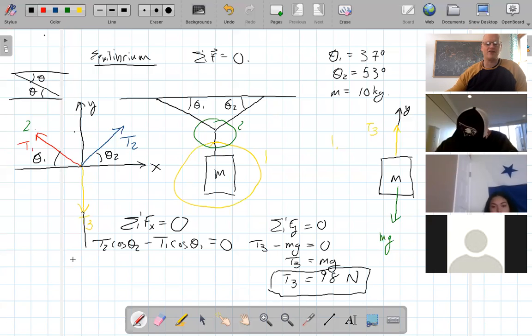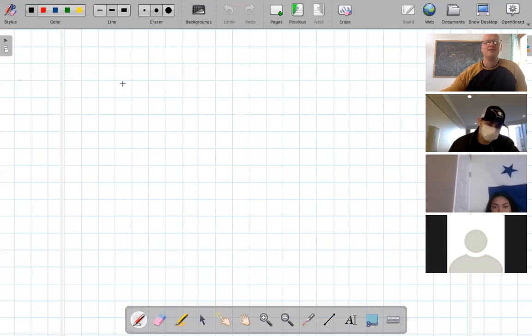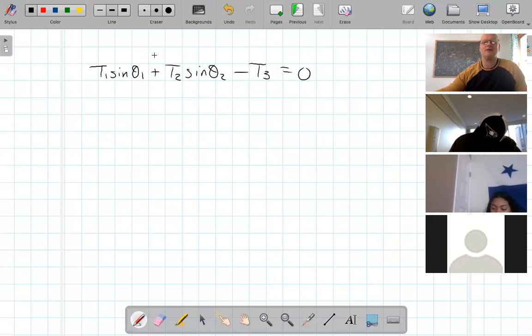So let's look at the y direction now. So in the y direction, I have what? This portion of T2 going upward. So that's positive. I have this portion of T1 going upward, which is also positive. And then I have all of T3 going downward, so that guy is going to be negative. So if I write this out, I'm going to have a T1 sine of theta 1 plus T2 sine of theta 2 minus T3 is all then equal to 0. Right? So this is my sum of my forces in my y direction.